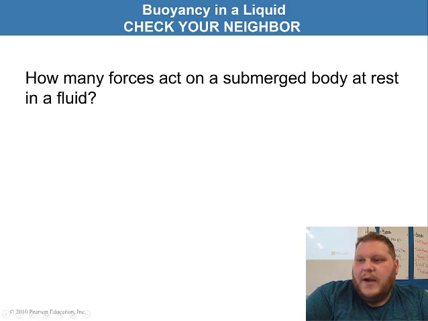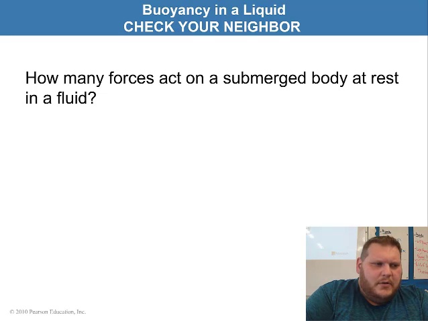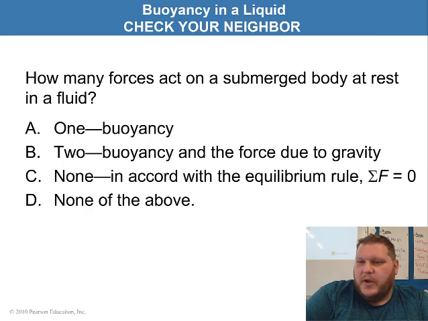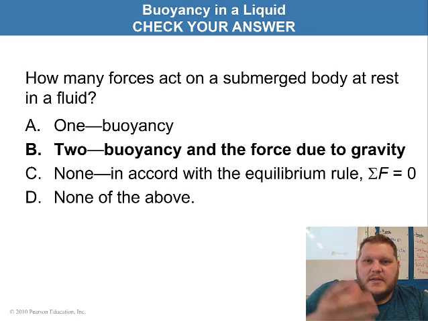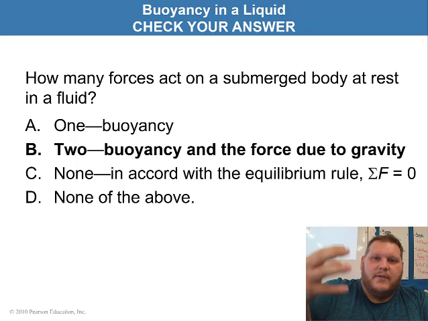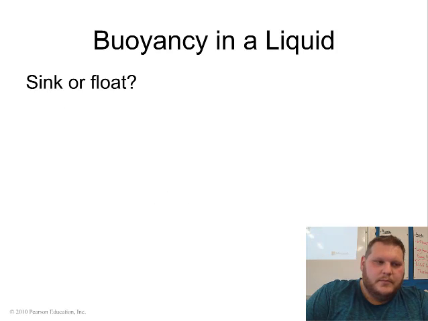Another check-in here. How many forces act on a submerged body at rest in a fluid? Do we have one force, which is just buoyancy? Do we have two forces acting on an object, buoyant force and the force due to gravity? C, none, and according to the equilibrium rule, your net force has to be 0. Or D, none of the above. Okay. Obviously here it has to be two of them. It is gravity and the buoyant force. Gravity pulling down, buoyant force pushing up.